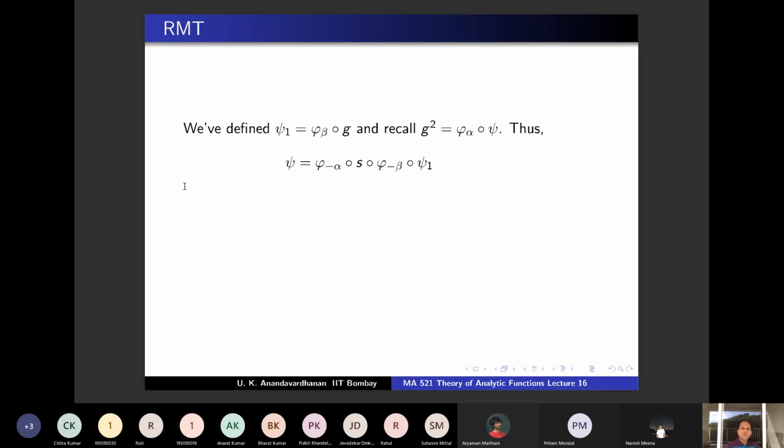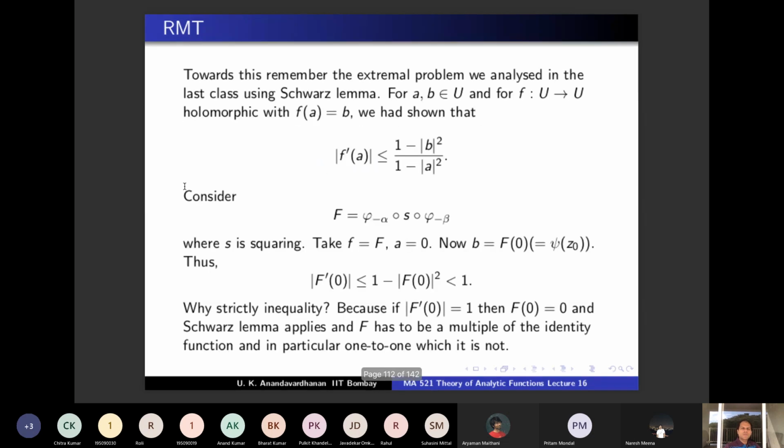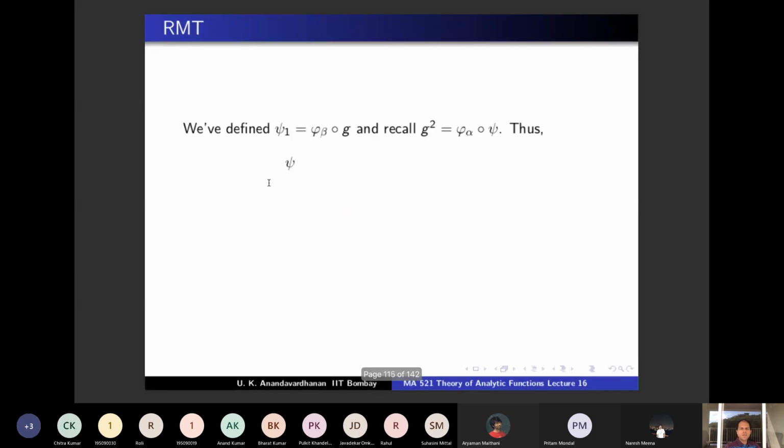But this is the function that I call capital F. This one. Phi minus alpha S phi minus beta. So this is capital F composed with psi 1. Apply chain rule. So beta is g of z naught, and note that psi 1 at z naught is 0.